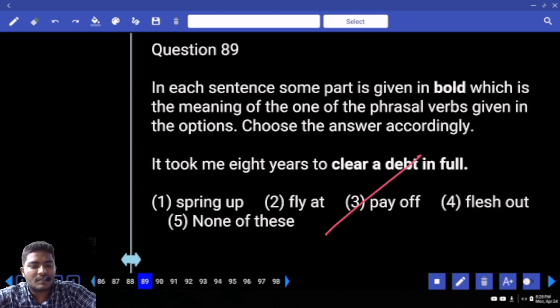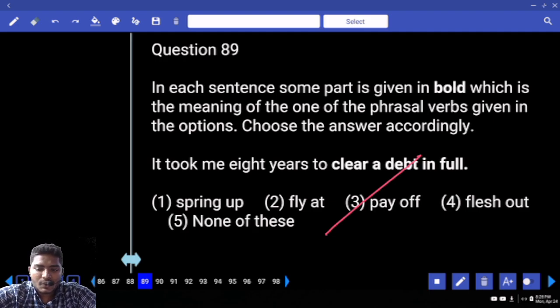Look at the first one. What is the first one? Spring up. Write down the meaning of spring up. I don't give you the meaning here, I will give you an idiom and you tell me the meaning. Out of the blue. What do you mean by out of the blue? Anything that happens suddenly, surprisingly.